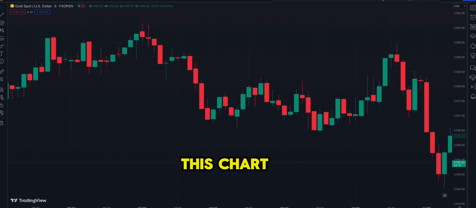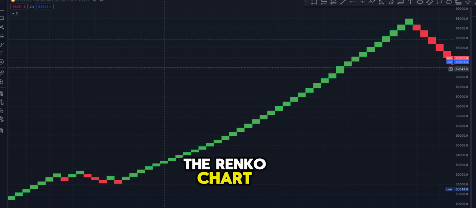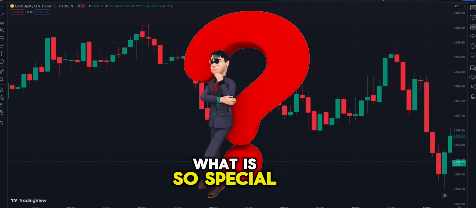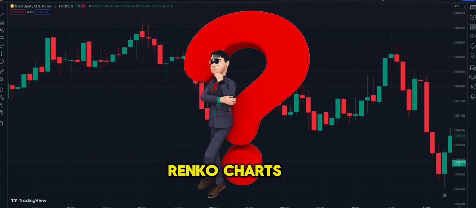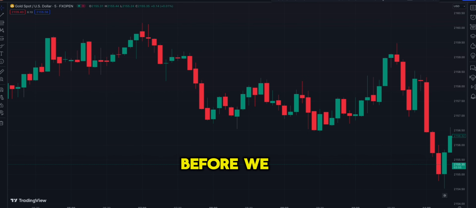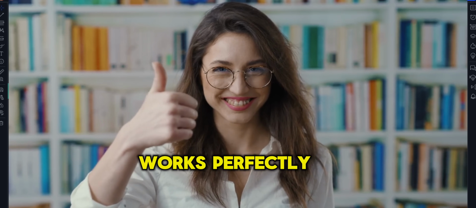So the name of this chart is called the renko chart, which filters out small price movements and market noises. The word renko is derived from the Japanese word renga, which means bricks. I know you might be wondering what is so special about this renko chart. Allow me to give you some merit of this chart before we discuss the best strategy that works perfectly with it.